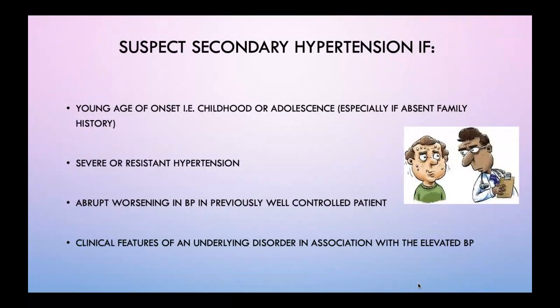So suspect secondary hypertension if there's a young patient with an early onset in childhood or adolescence, especially if there's an absent family history. If there is severe or resistant hypertension, and we'll go into the definition of resistant hypertension later on. If there's an abrupt worsening in the blood pressure in a previously well-controlled patient, if there are any clinical features of an underlying disorder in association with an elevated blood pressure, and we've gone through some of the clinical features in the previous slides.